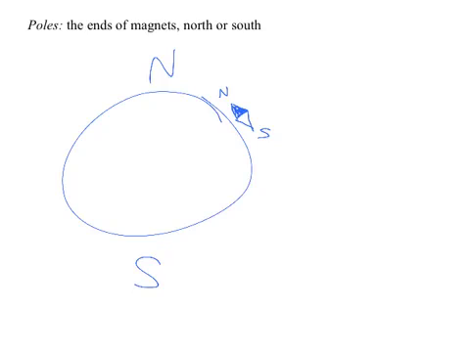Next. Like poles repel and opposites attract. Just like electrical charges. Electricity: likes repel and opposites attract.